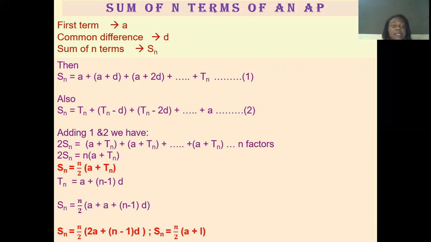Or, of course, we can bring back this formula and rewrite it here so that we know that we have two formulas. Now, if you see T of n or you see L, they are interchangeable. T of n means the last term, and L can also mean the last term. So you might see L used in some cases. Don't get confused. Okay, so let's now see how we can move further. Remember that we're going to use these formulas to solve problems now.